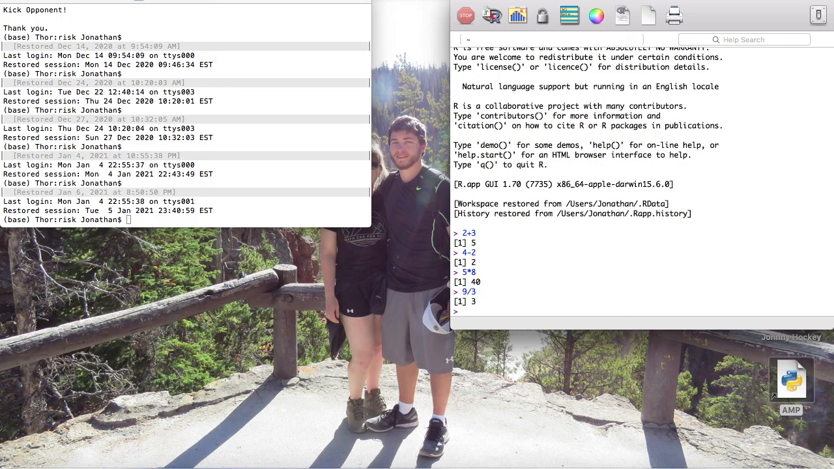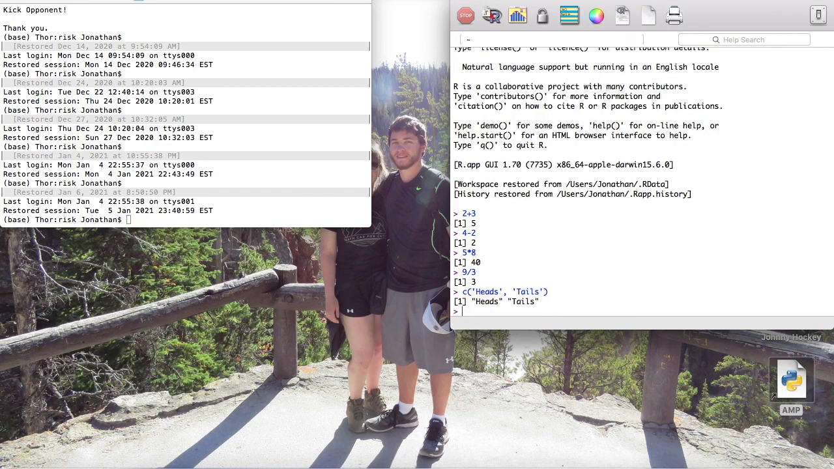And then what R also allows us to do is start making some fairly rudimentary simulations. So what I'm going to do is take a vector. There are two options here, heads and tails, in my vector. So I would get something that looks like this. First option is heads, second option is tails.